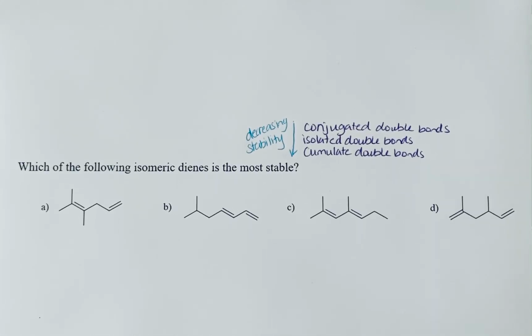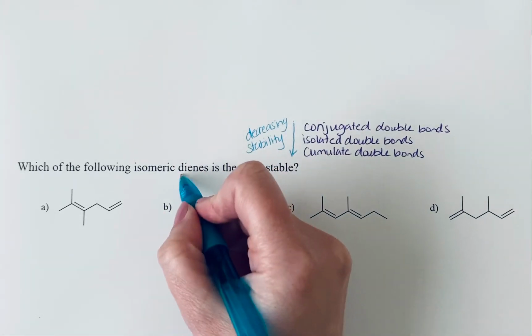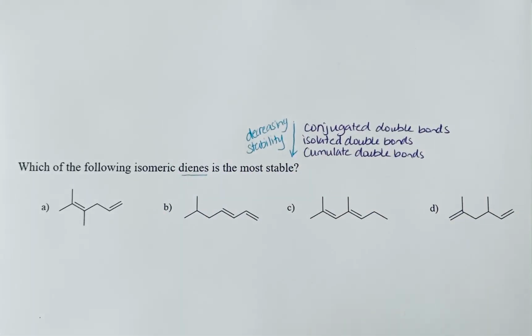Which of the following isomeric dienes is the most stable? So if we're looking at a diene, that would be a molecule with two alkenes. And so the first thing we want to do in evaluating the stability is to look at where those two alkenes are relative to each other.